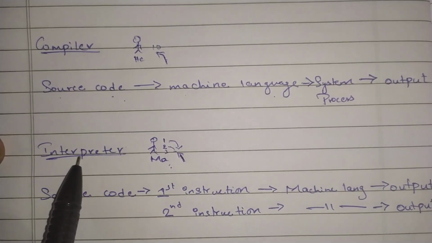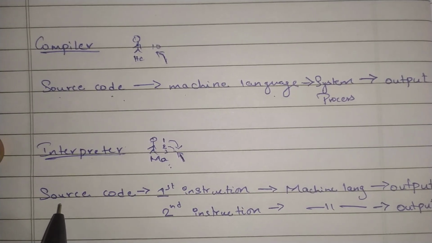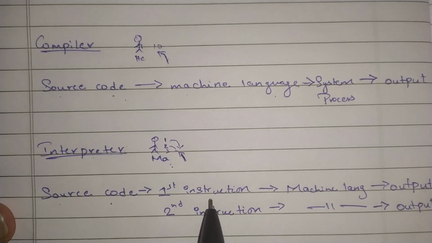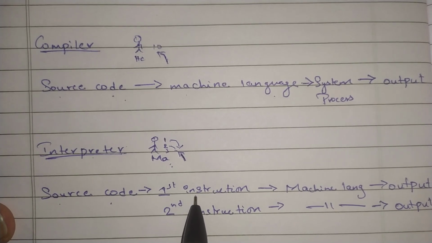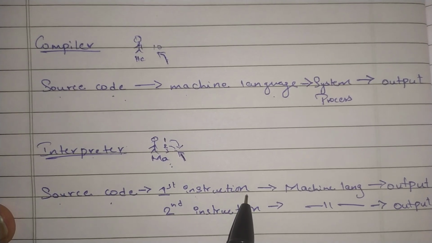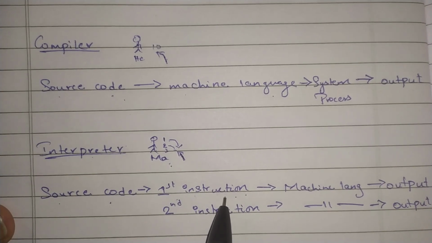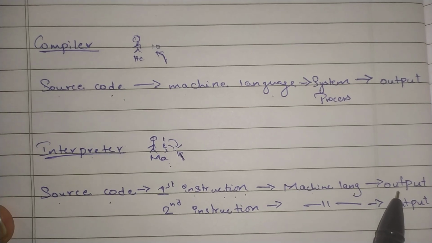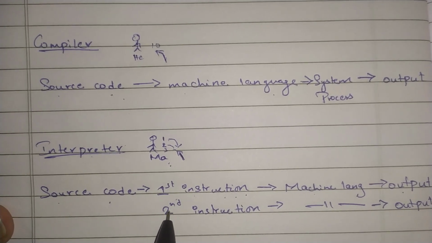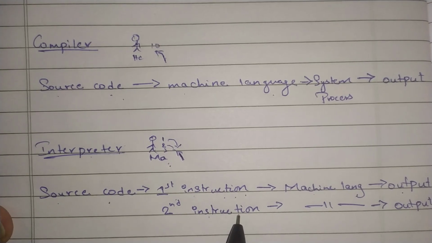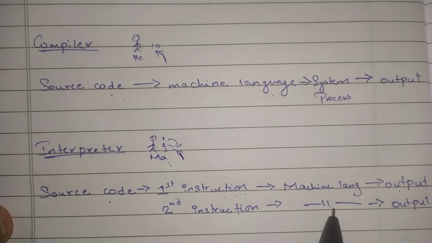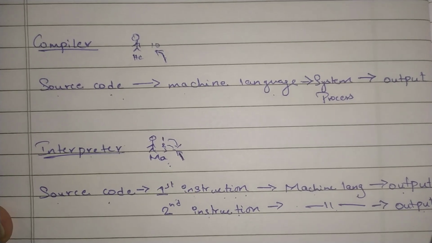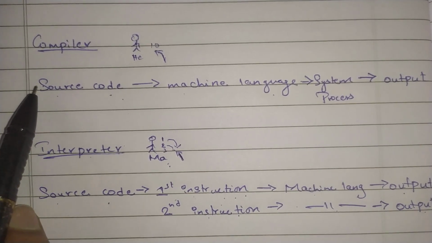In the interpreter, the same source code is written, but the interpreter takes only the first instruction, not the complete code. It converts it to machine language and then gives the output. Then it comes back to the source code and takes the second instruction, converts it to machine language and gives the output. This is how the interpreter and the compiler work.